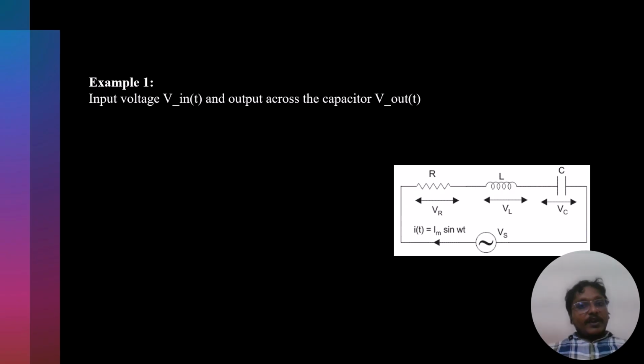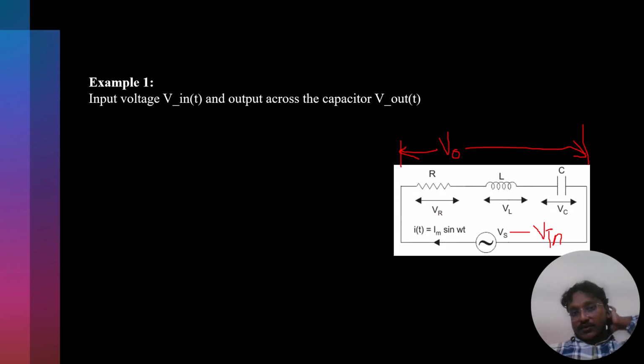The Vs that I have here, I am changing to V in of t, and whatever the output is, I am considering as V out. Whenever we have both the output and the input, only then can we get the transfer function. Transfer function is a combination of both input and output. So V out will be across the capacitor, since there are no other sources, so V out of t and V in of t, the input voltage.